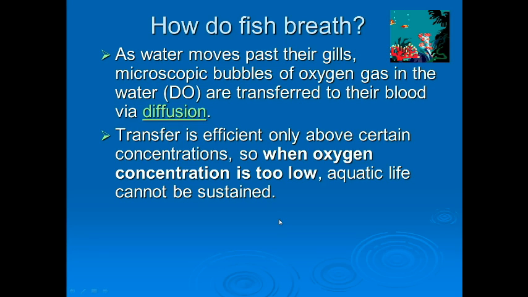So now let's think about how fish breathe. As water moves past their gills, microscopic bubbles of oxygen gas in the water, this is the dissolved oxygen, are transferred to their blood via diffusion in the gills. This transfer method is efficient only above certain oxygen concentrations. So when the oxygen gets too low, aquatic life cannot be sustained, and thus all the fish in your body of water die.